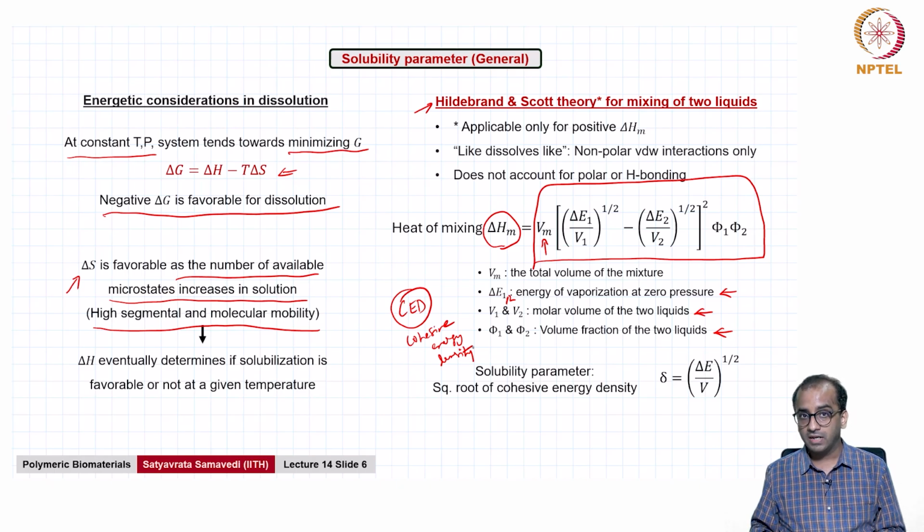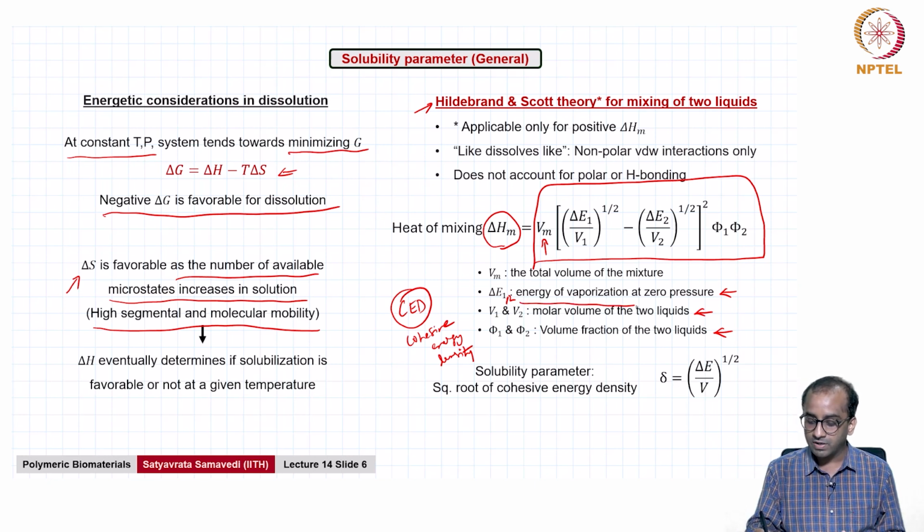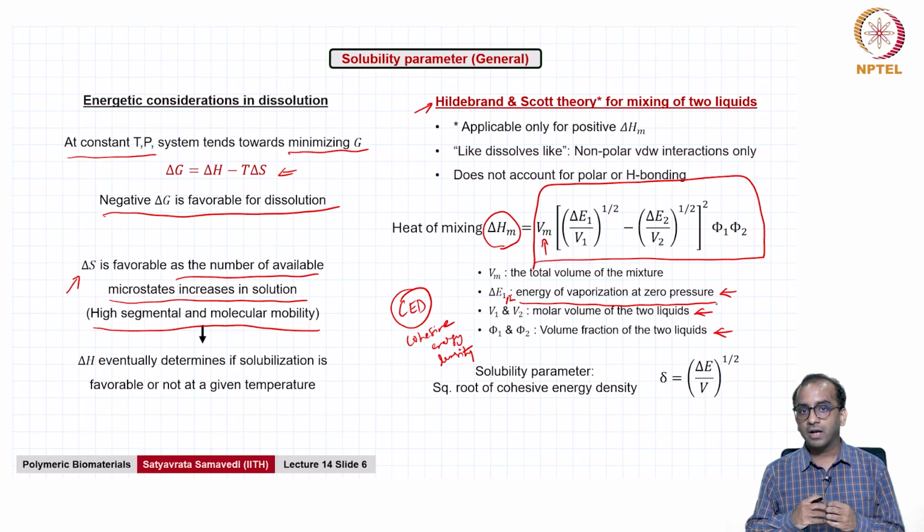Essentially, you can think of it as the energy holding the molecules together in the liquid state, and the energy required for them to break apart from the liquid state and vaporize. So, that is why it is called the energy of vaporization at 0 pressure, where it is the energy holding the molecules together in the liquid state and the energy required for you to release those molecules from the liquid state to the vapor state. Another way to think about it is in the gaseous state, where you can think of the interactions at infinite separation, where the molecules are all spaced very far apart.